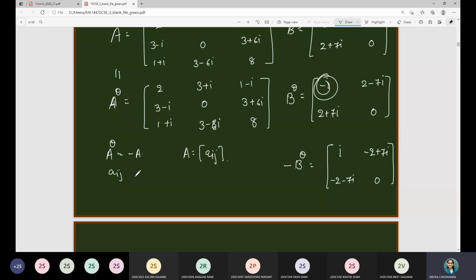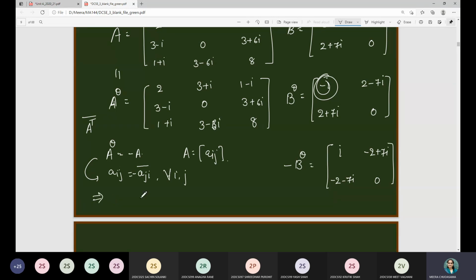In that case, if we put this condition, theta means we have to consider the transpose and then the conjugate of it. So we have to consider the transpose, so i and j will be interchanged. So a_ij will be a_ji. Then we have to consider the conjugate of it, and the negative sign is already there, right? So this is the interpretation of this condition for all i and j for the skew Hermitian matrix.